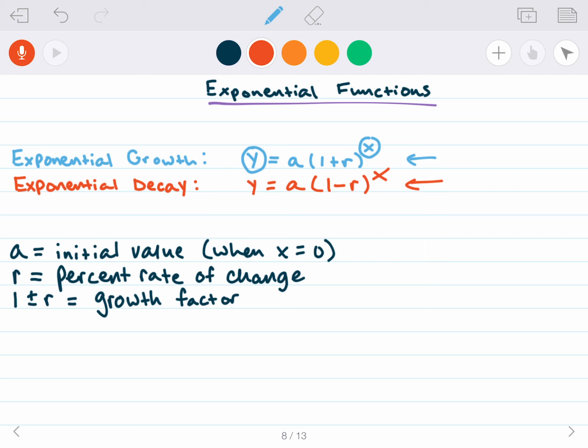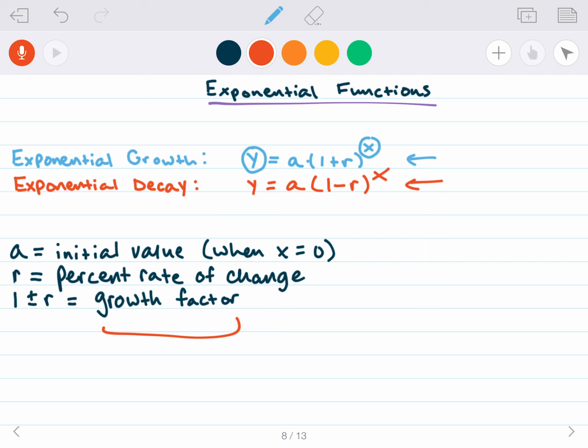r is going to be the percent rate of change. We can either write it as a decimal or as a percentage. It doesn't matter. In your homework, some of the problems will ask for it to be a decimal, and sometimes it'll ask for a percentage, but when you're actually writing it in the formula, you want to use a decimal. And then the growth factor.